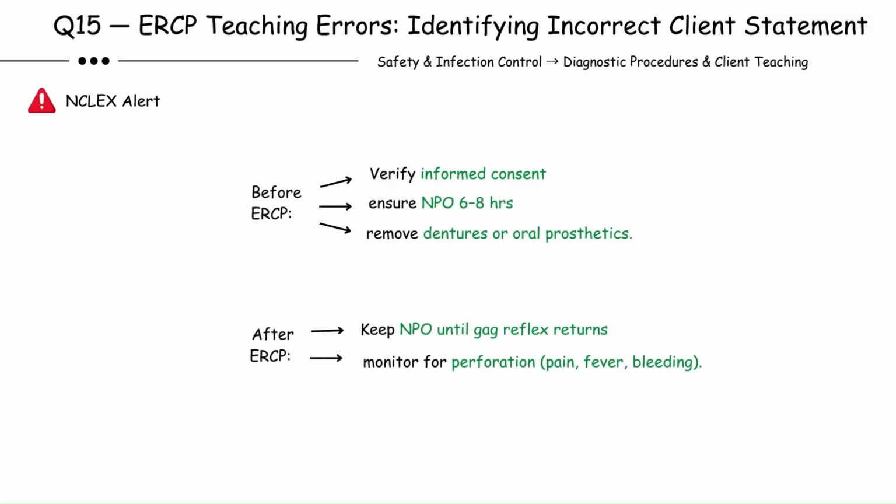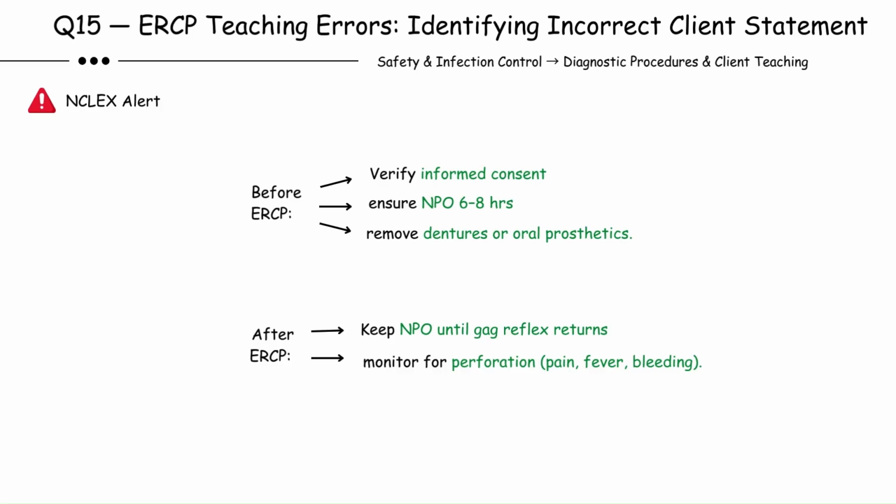Before an ERCP, the nurse should verify informed consent, ensure the client has been NPO for 6 to 8 hours, and remove any dentures or oral prosthetics. After the procedure, keep the client NPO until the gag reflex returns, then gradually reintroduce fluids. Monitor closely for signs of perforation or pancreatitis, such as increasing abdominal pain, fever, tachycardia, or bleeding.